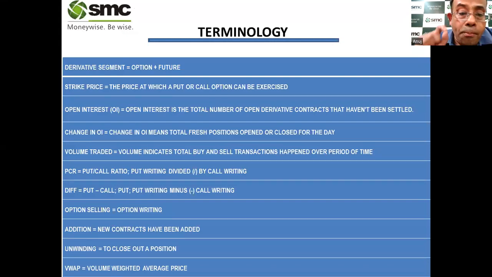PCR is your put call ratio. It is put writing divided by call writing. I will make you understand why it is put writing divided by call writing and not put buying divided by call buying in a later stage.